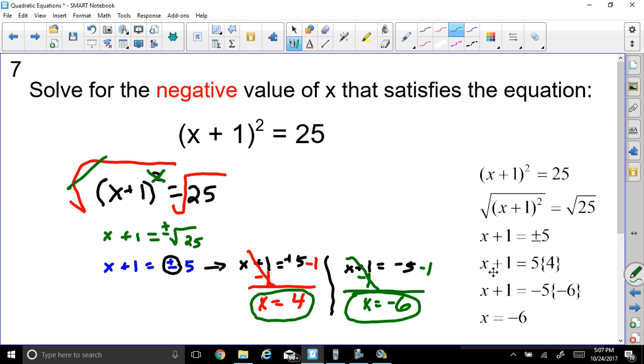So x plus 1 equals positive 5, and x plus 1 equals negative 5. And when I solved it, I got 4 for the first one and negative 6 for the second one. So they wanted the negative answer for this question, so our answer would be negative 6. So this was a really good question.